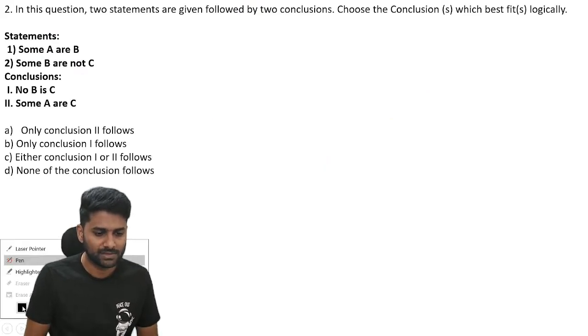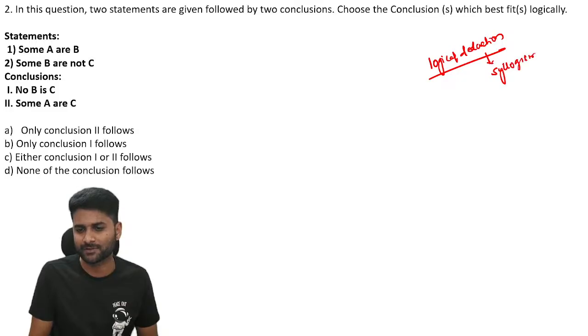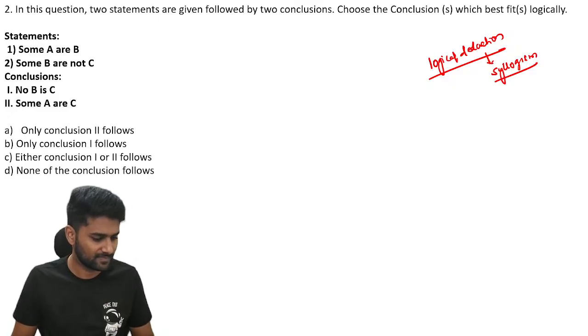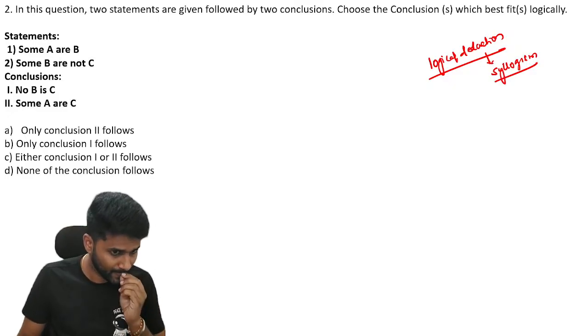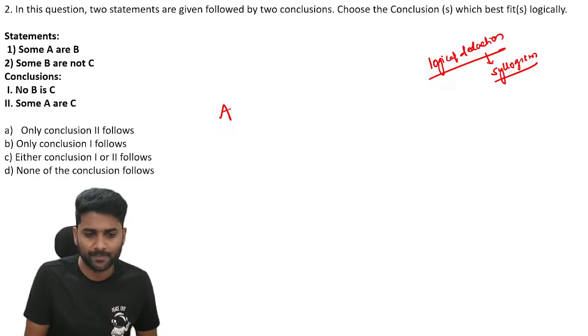Next, this question is from logical deductions. There is a logical relation you have to identify from the given statements, and another name for this topic is syllogism. Just go through this question. Try to understand the statements here. Some A's are B. So some of the A's belong to B.